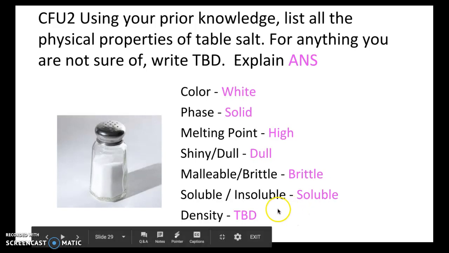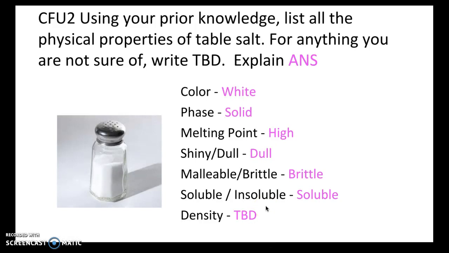And then density, that actually wasn't listed before. Sorry about that. But if you did write that one down as one of the things you were looking at, again, you could either look that up, or maybe you would write TBD for this, because maybe you're not sure about the density of it. All right, so these are all the properties that we can test just from looking at table salt. And later in this unit, we'll learn how these properties match the type of substance table salt is.